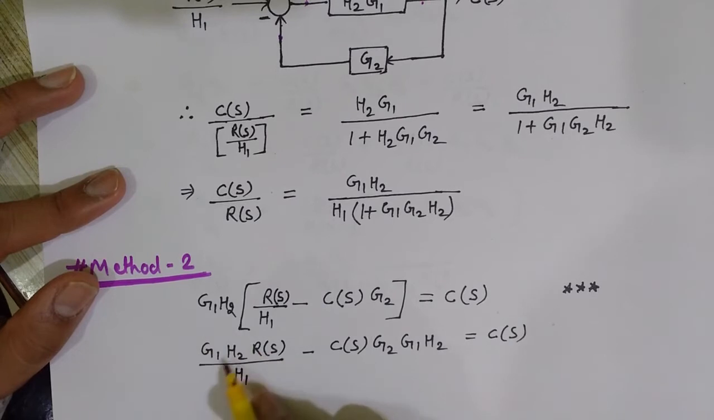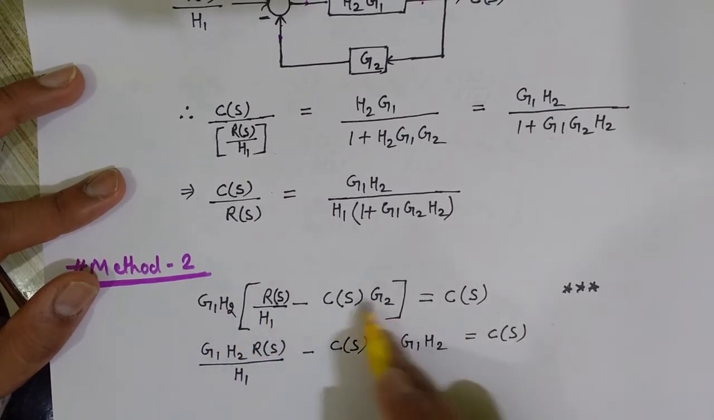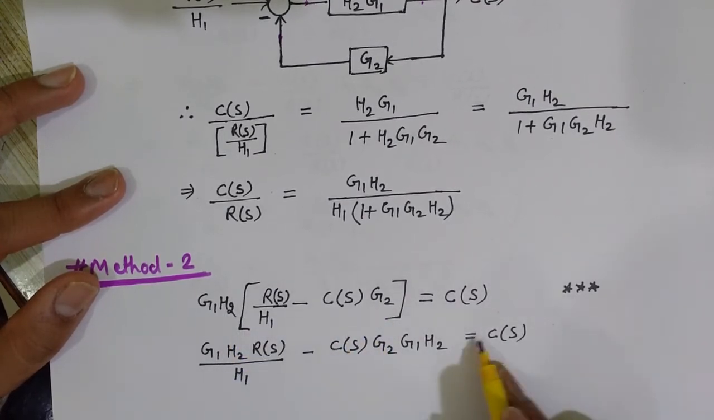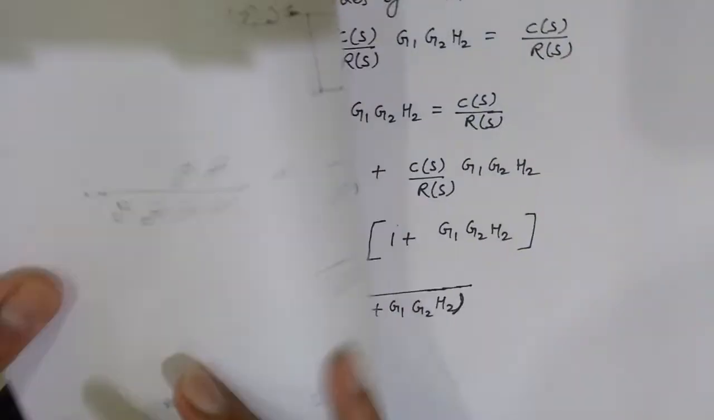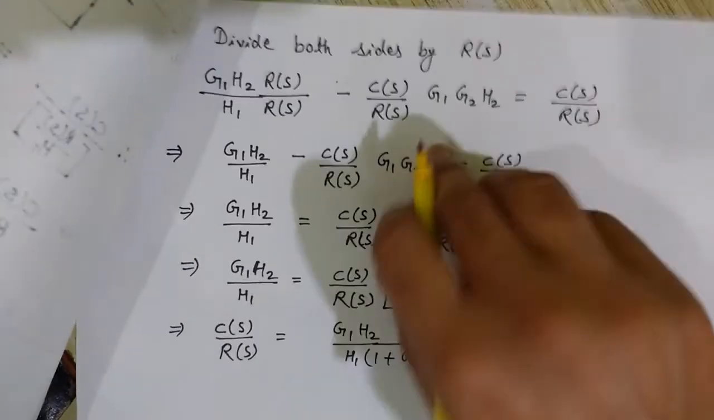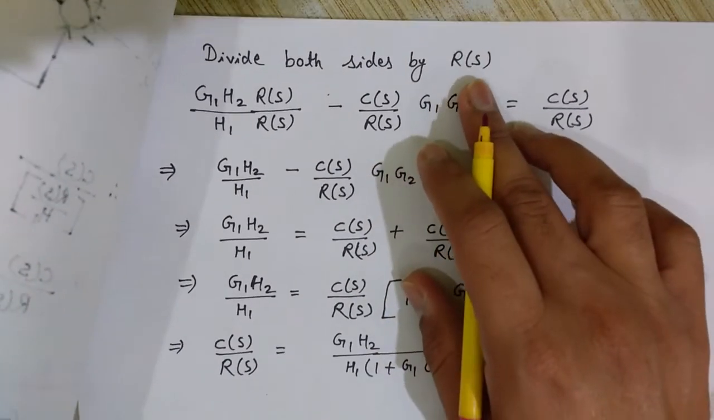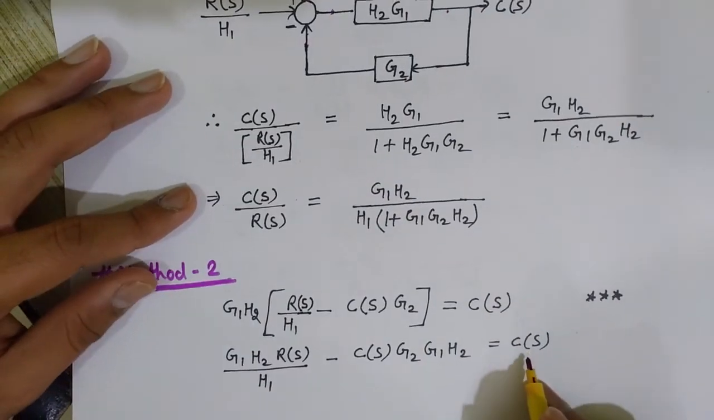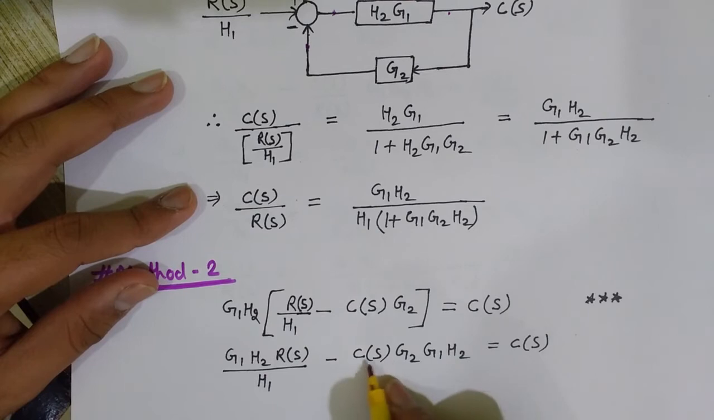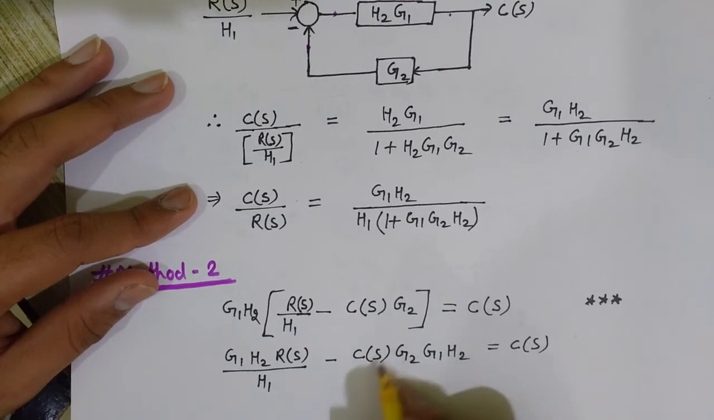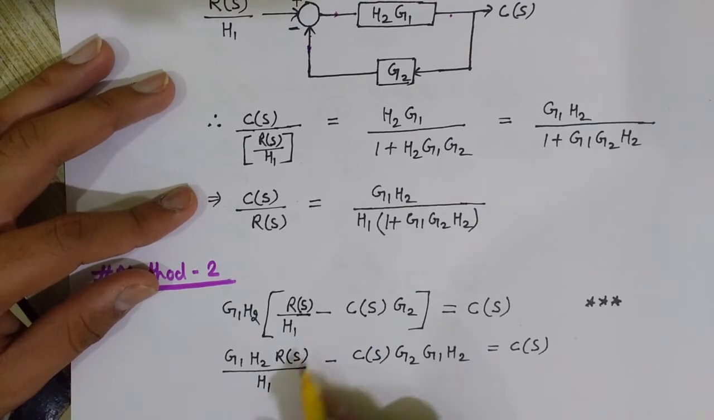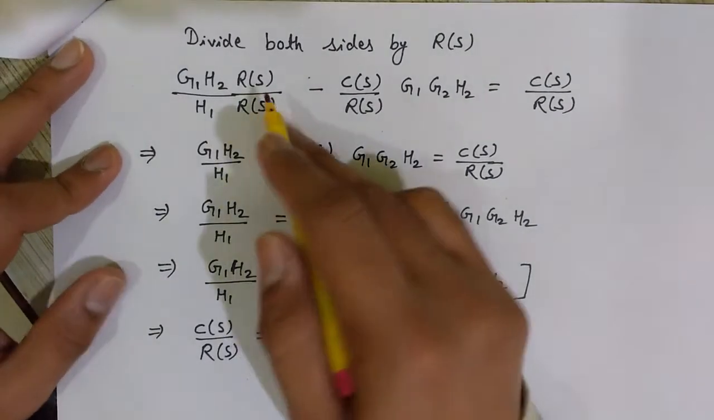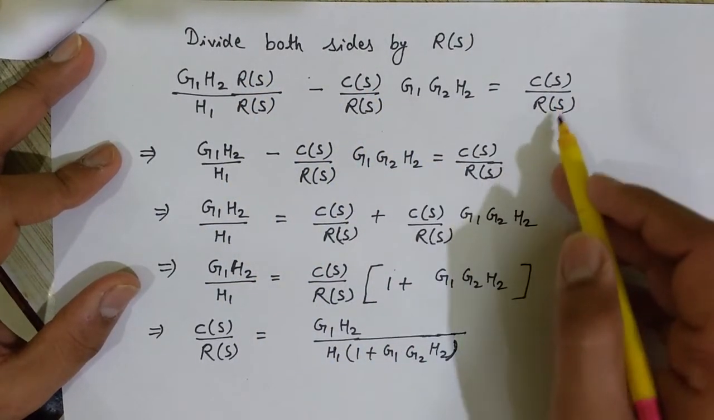Just see it. G1H2 into RS. Multiply G1H2 by these two terms: RS by H1 minus CS G2 equals CS. We can divide both sides by RS, as I want to find CS by RS. So if I divide it by RS, it becomes a CS by RS, and I will get here again a CS by RS term, and this RS gets cancelled. Divide both sides by RS.